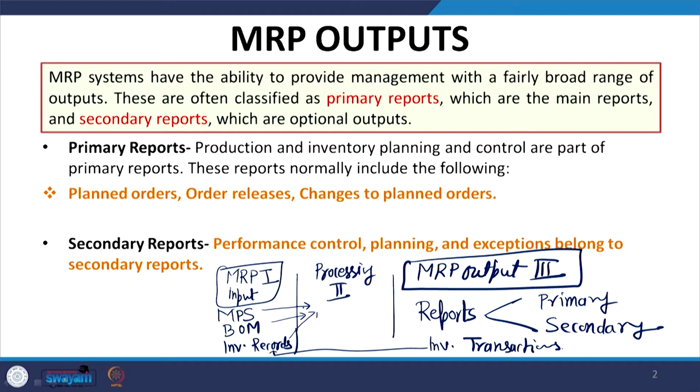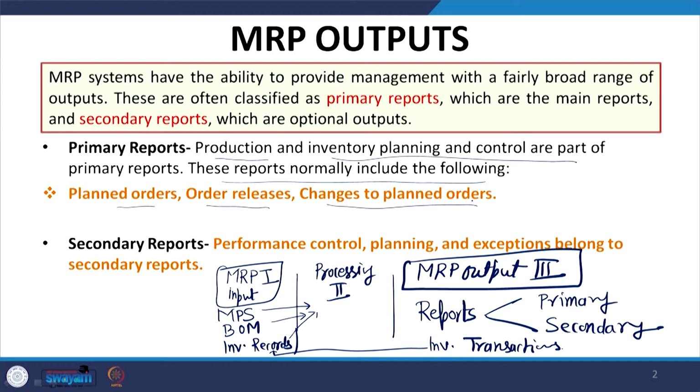Now, what are these primary and secondary reports? Let us quickly try to understand these concepts. Primary reports are related to production and inventory planning and control, and these reports normally include planned orders, order releases and changes to planned orders. These are the important components of the primary reports.